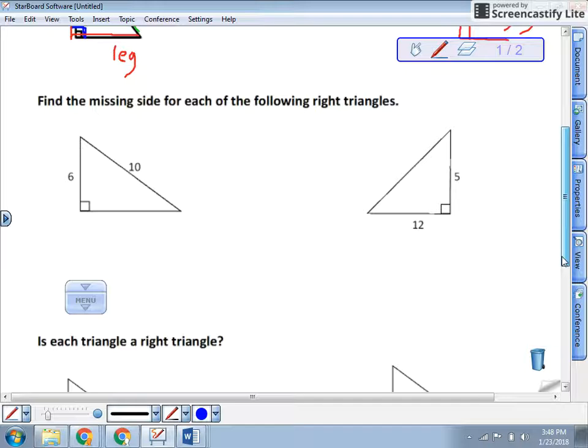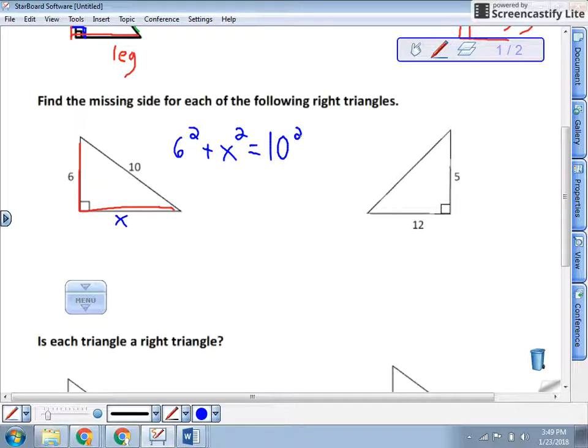So let's take a look at some examples. It says find the missing side for each of the following right triangles. So here's our missing side. I'm going to call it x. Now notice, that is one of the legs. So when we set up the formula, we're going to say 6 squared, because that's a leg, plus x squared. Notice I'm not setting it equal to x. It's always set equal to the hypotenuse.